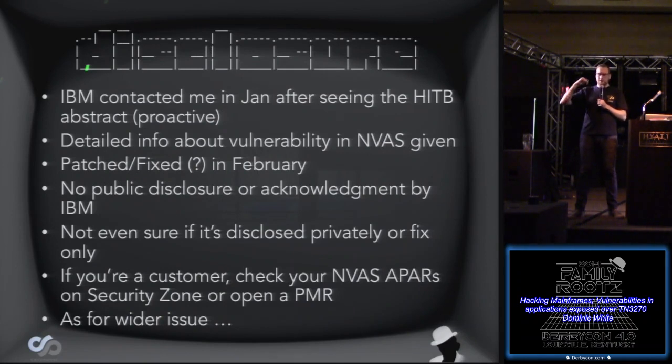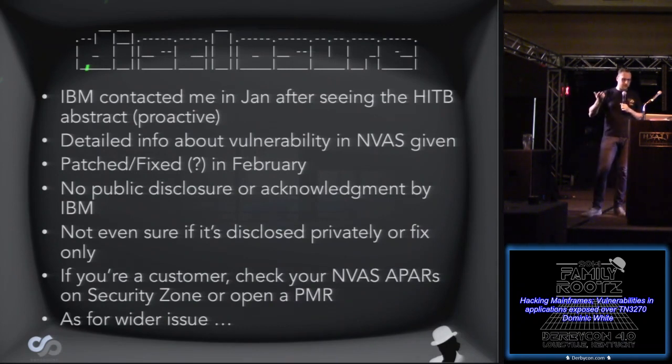So if you've got NVAS installed 20 years ago, and it's working, and you maybe haven't updated your license, then you get no patch view. If you're a customer that's evaluating NVAS, you don't even get to see this stuff. So if you run NVAS in your organization, go check the security APARs or open up a PMR with IBM. Two different customers currently have PMRs out with IBM to fix this and other stuff.